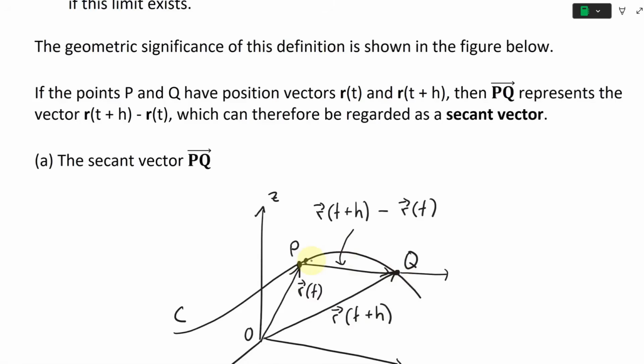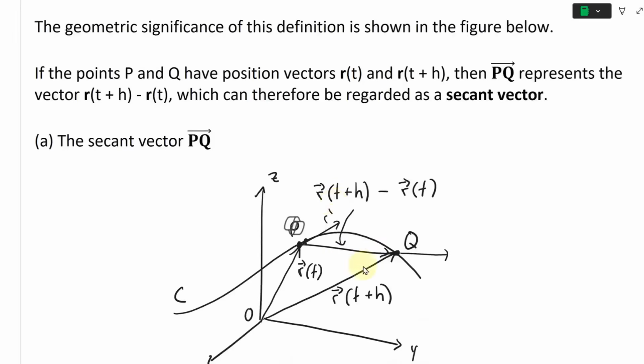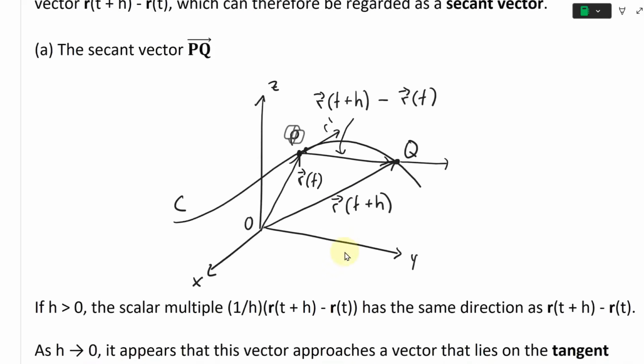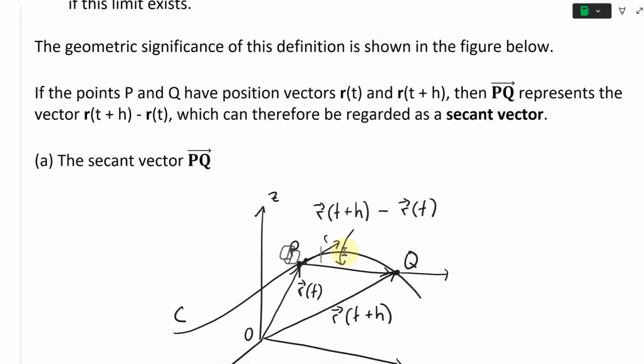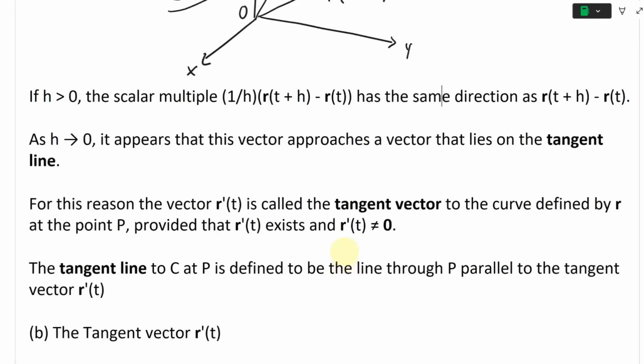So if Q was here, then the tangent line is going to be across like there. This would be where the limit would be as you're approaching 0, based on the definition. It appears to be approaching that tangent line as you move Q closer and closer, in other words, as h goes to 0. I'm going to erase these, and I'm going to draw this better in a separate graph soon.